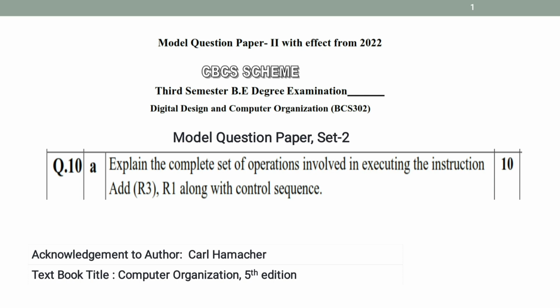This carries 10 marks. Our sincere acknowledgement and thanks to author Carl Hamacher of the textbook titled Computer Organization, 5th edition. The content of the whole discussion is taken from this book.